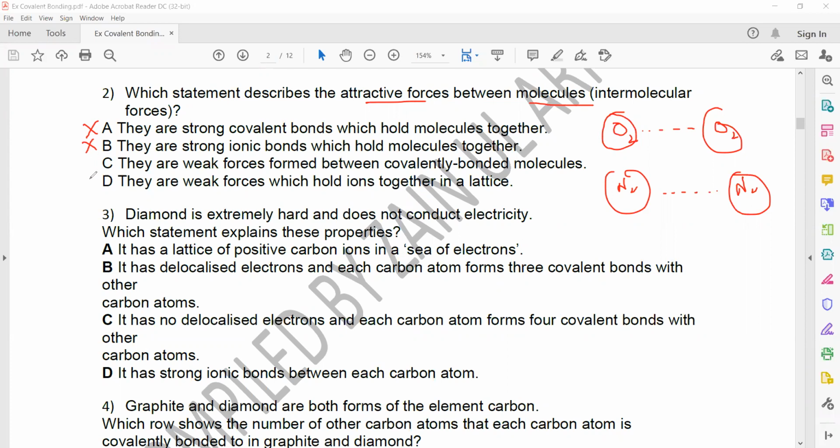So either C or D can be the answer. But what about statement D? Statement D says they are weak forces which hold the ions together. But in a molecule, in a covalent substance, we don't have ions. So that statement is wrong. That's why C is the right statement.